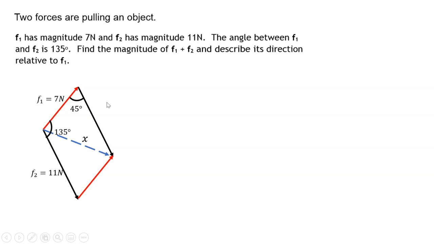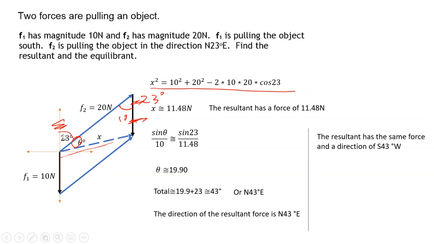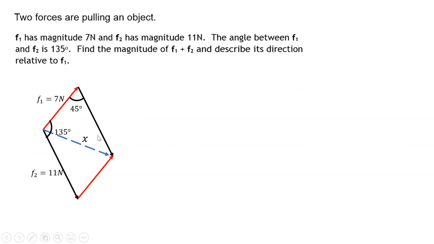So we didn't get a bearing, which is what we got in the previous question, the 23-degree bearing. Now we're saying that we have two forces, 7 newtons and 11 newtons, that are acting on a common point. So they're tail to tail. The angle between them is 135. And we want to add these two together. Adding them together would give us this third side, or the diagonal of a parallelogram. So we need to figure out what the length of this line is.